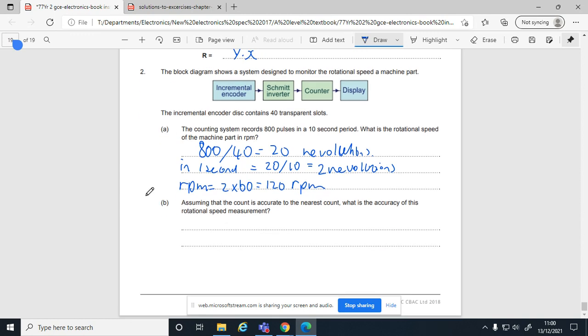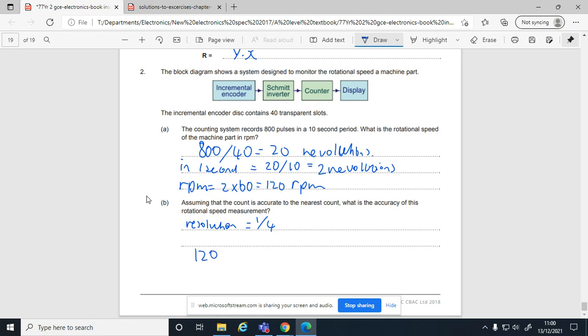This one's about the accuracy or the resolution again. Obviously, the accuracy is going to be a 40th. If you've got 40 slots, then obviously the smallest thing is going to be a 40th. So I'm just going to write that one down. So resolution equals a 40th. So therefore, it's basically what is the accuracy of this? Well, therefore, it's going to be accurate.